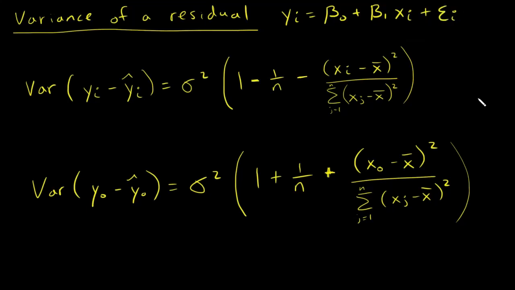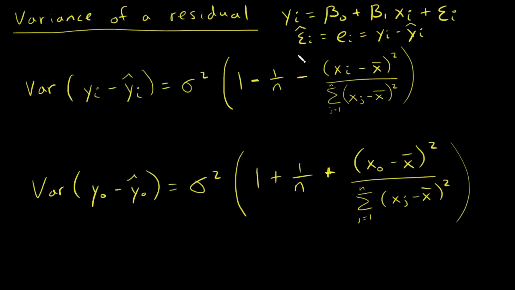So what is a residual? A residual is an estimate of that error term. This might be written as epsilon hat. Sometimes you also see it written as lowercase e. And that's going to be the observed value of yi minus the predicted value of yi.